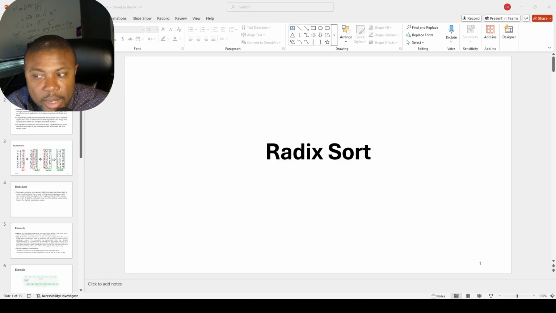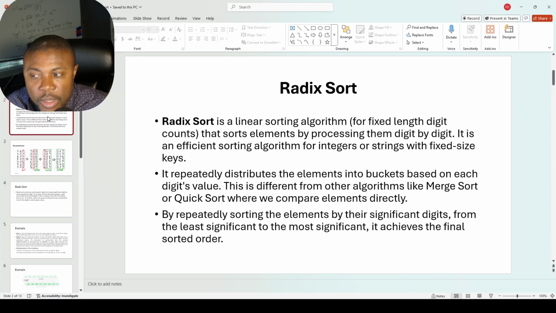Okay, it's a linear sorting algorithm, different from the comparison sorting algorithms that we've been talking about before, like quick sort, selection sort, insertion sort, and bubble sort. Those are comparison sorting algorithms. This one is going to sort in a kind of linear time complexity. All right, so you would repeat the distribution of the elements into buckets based on each digit value.